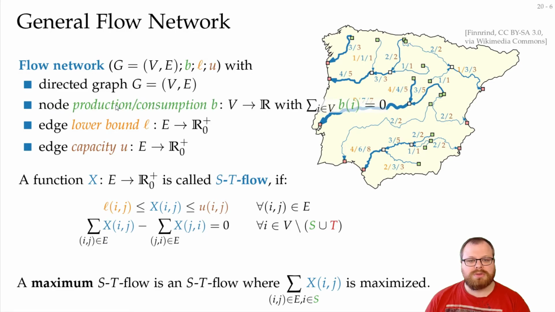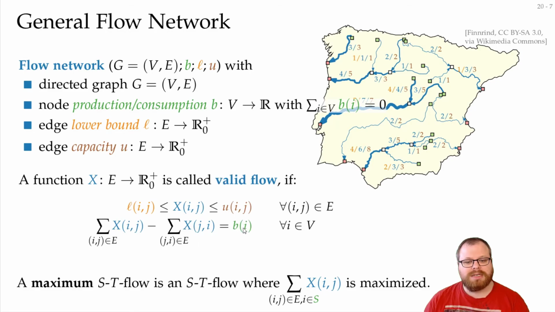Also, we get rid of the sources and the sinks, and we replace it with a production and consumption function. And this basically tells us for every vertex how much water we produce or how much water we consume at this point. So instead of the difference between what comes in and goes out being 0, it must be exactly this number that we get from this function. In total, all these productions and consumptions must sum up to a 0, otherwise it's impossible to get a valid flow. Now here we can already ask the question, can we find a valid flow?